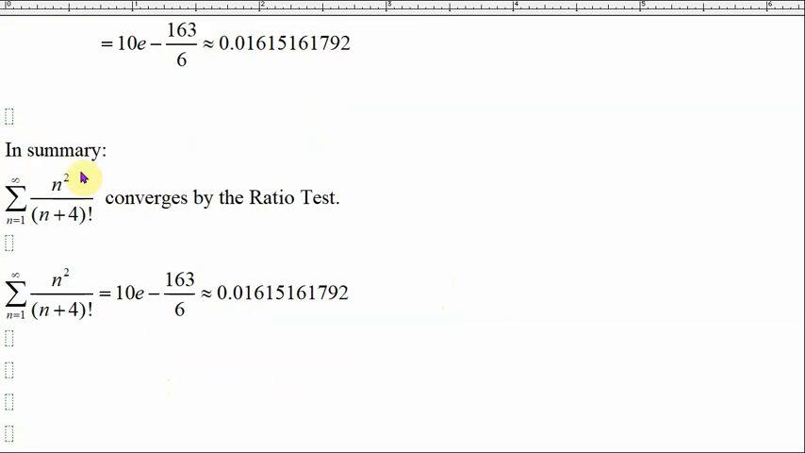And so, in summary, we have shown that the series with the expression n squared over (n plus 4) factorial converges by the ratio test, and that it converges to 10e minus 163 over 6.